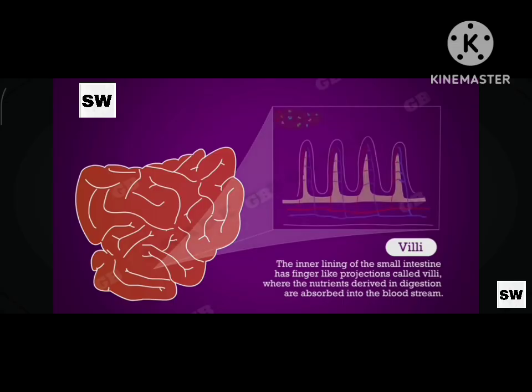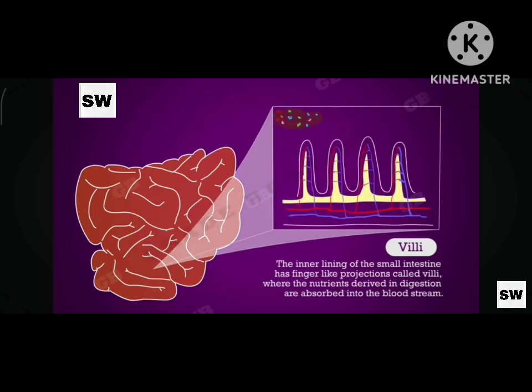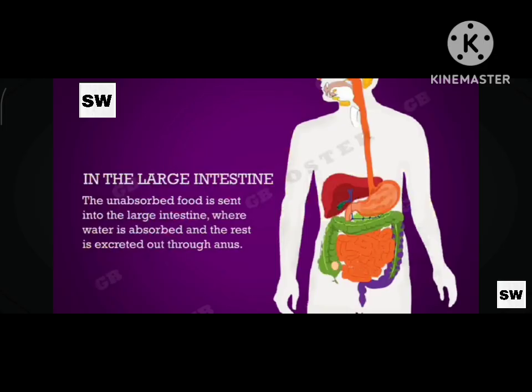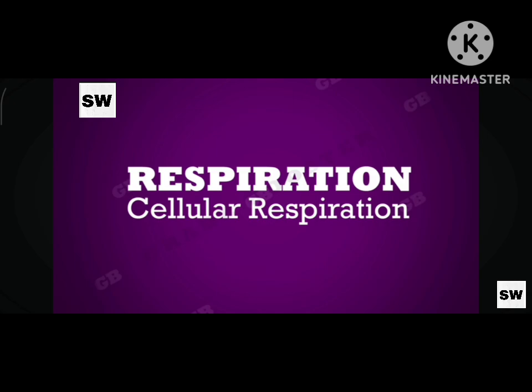The inner lining of the small intestine has finger-like projections called villi, where the nutrients derived in digestion are absorbed into the bloodstream. The unabsorbed food is sent into the large intestine where water is absorbed and the rest is excreted out through the anus. We will move to the next topic, respiration.